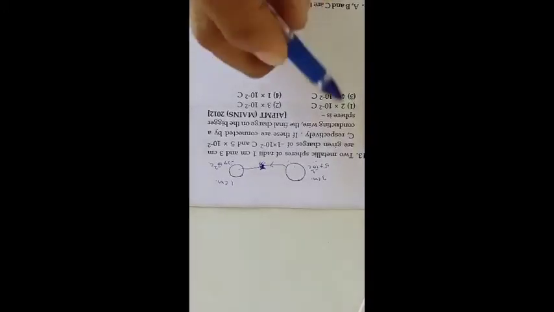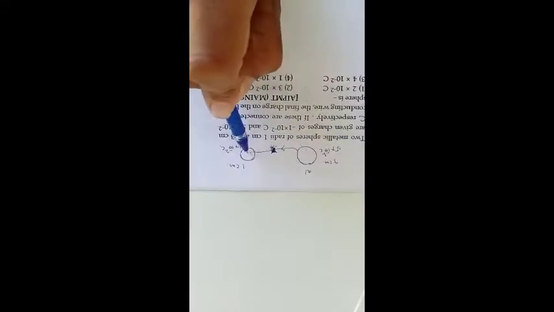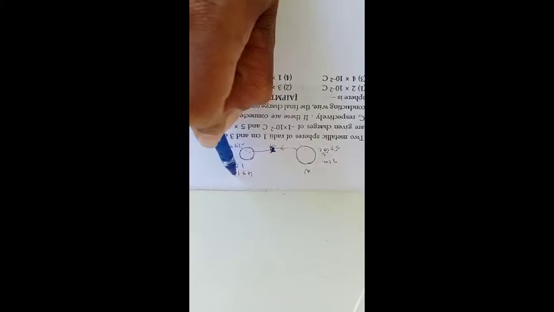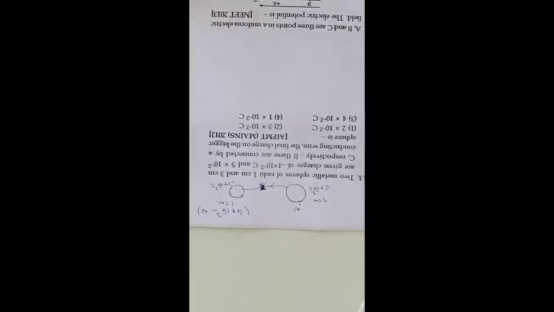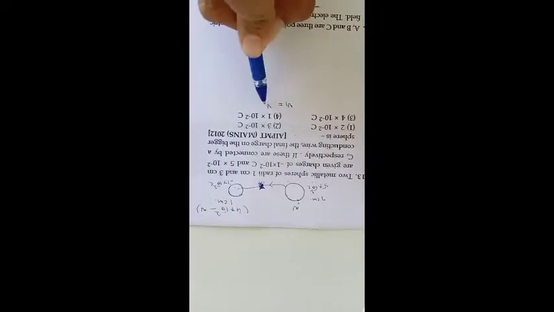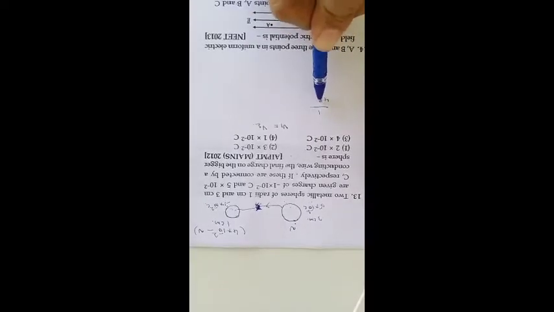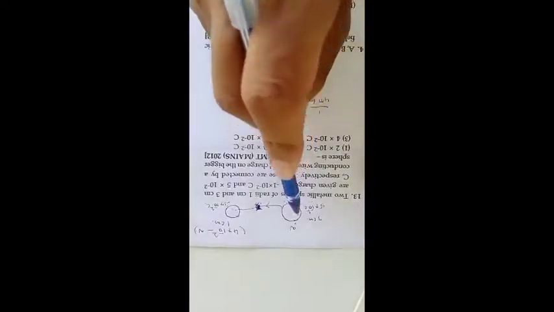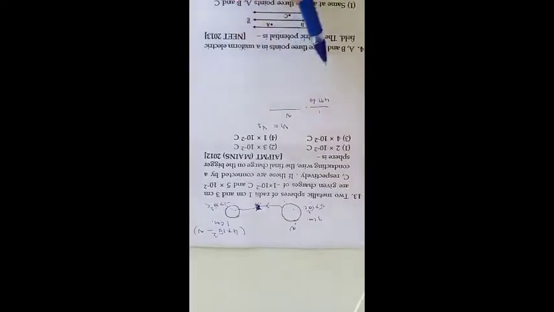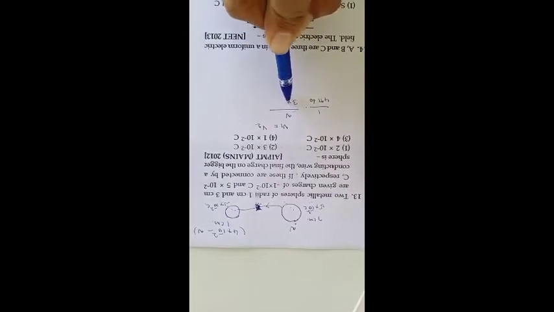Okay. I am assuming the charge on this after connecting is Q. Then the charge on this will be how much? 4 into 10 power minus 2 minus Q, because the sum of these two charges will be equal to 4 into 10 power minus 2. Potentials will be equal. Then V1 is equal to V2. This problem is also related to the next chapter. 1 by 4 pi epsilon naught. The charge on this will be Q, that we have to find. I am assuming it as Q.